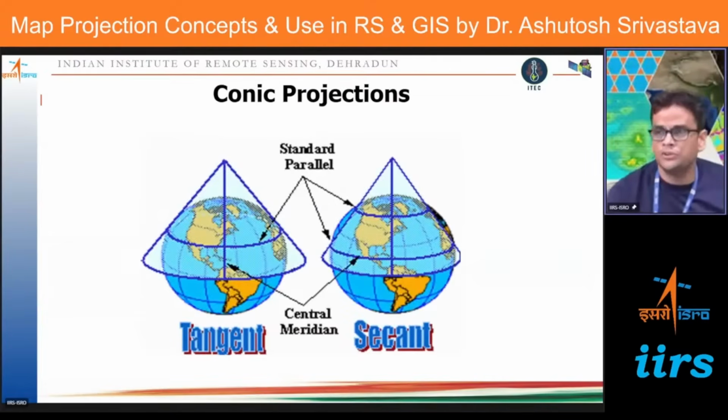Similarly, we have conic projections. We take one cone, put it inside, project onto the wall of this, and then unwrap it. So that's basically a conic projection. In tangent, it is just touching the surface, and then the other one is the secant case. Wherever it is touching, there will not be any distortion. That line we call a standard parallel. In the tangent case there will be one standard parallel, and in the secant case there will be two standard parallels.